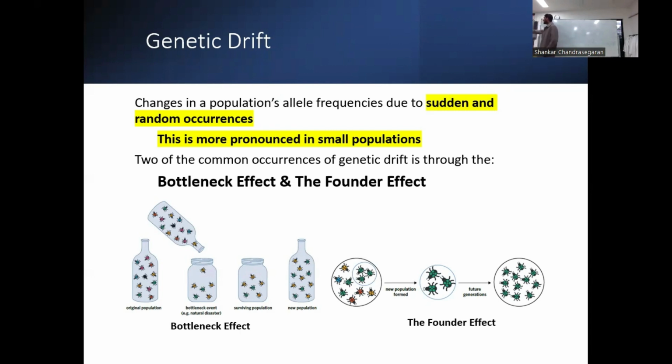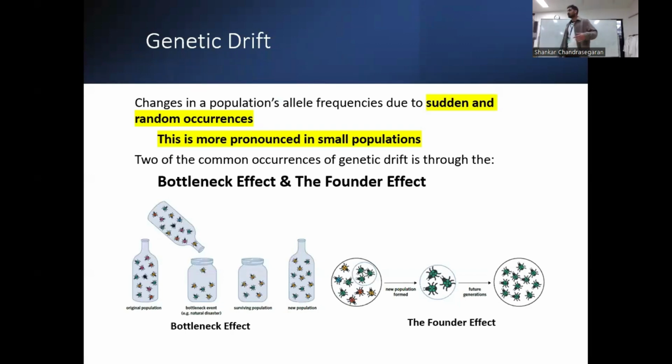This is when there is a sudden change in the allele frequencies within a population due to a random and sudden occurrence, right? Like with gene flow and genetic diversity, this is going to be much more pronounced within small populations, where it's going to have a much higher effect, right?